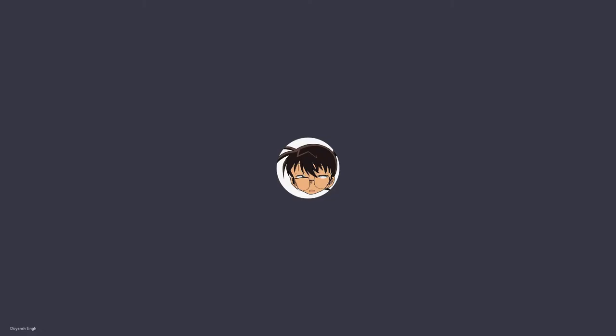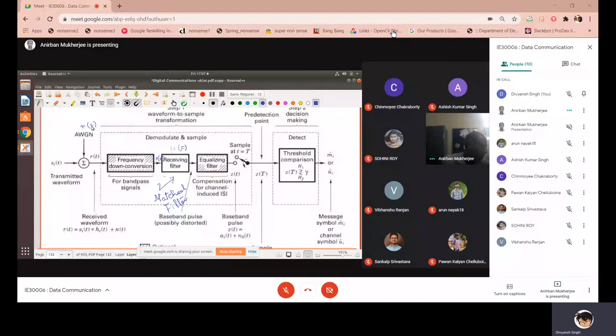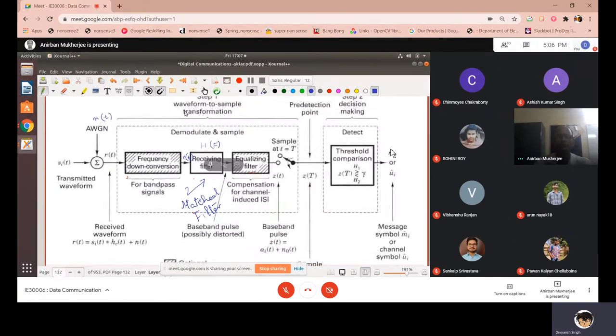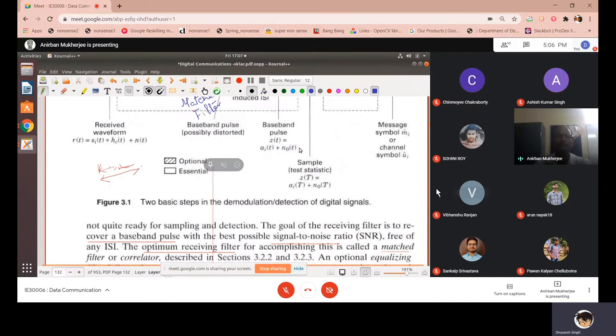Now let us discuss the method. Okay. So I can do this thing. That means first of all, a matched filter is a linear thing. Let me come to it.